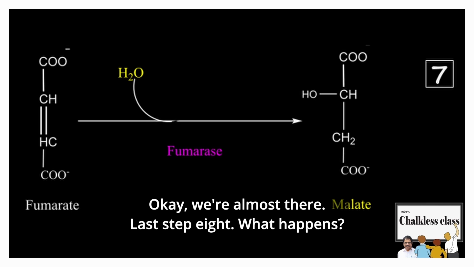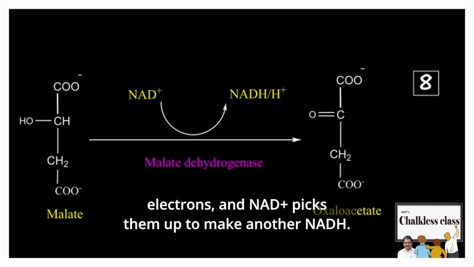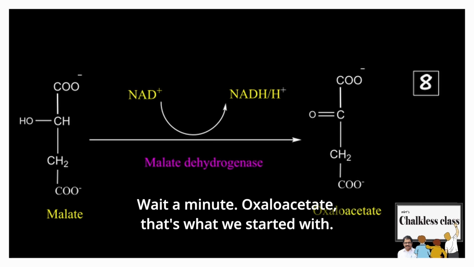Last step, step 8. What happens? This is where we come full circle. Full circle. Malate gets oxidized, it loses electrons, and NAD+ picks them up to make another NADH. Okay, so what do we end up with? We end up with oxaloacetate. Wait a minute. Oxaloacetate, that's what we started with.